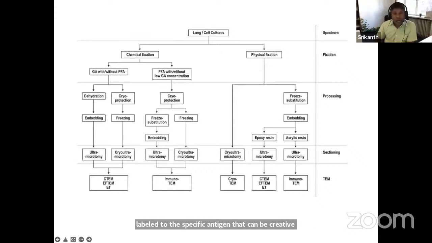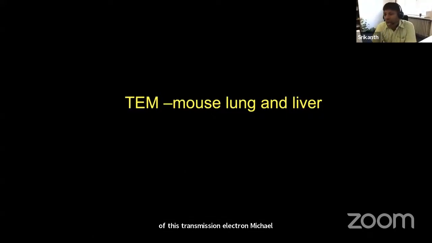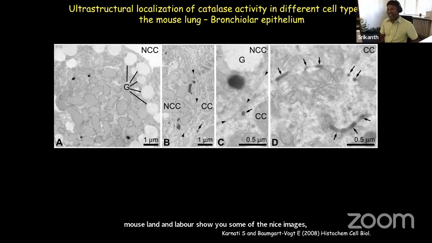So I would like to show you also some specific examples of how the workflow went. And then comes the next part, the transmission electron microscopy of the mouse lung and liver. Let me show you some of the nice images. My research interest is mostly on the peroxisomes. These are very tiny organelles, which are completely ignored in the field of cell biology.